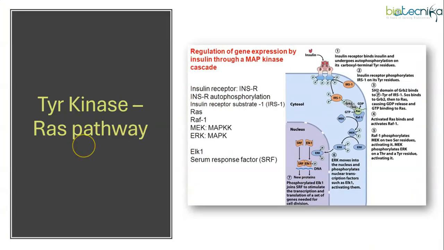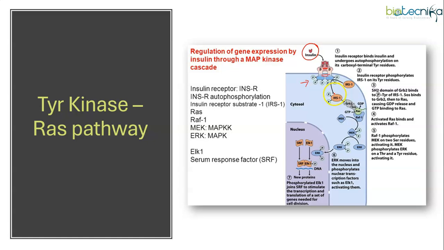So the RAS pathway all begins with insulin as a ligand, when it binds to the corresponding receptor. The receptor is a heterodimer. Why? Because it has 2 alpha and 2 beta subunits. It has tyrosine kinase activity. So when insulin binds to the alpha subunit of the receptor, the beta subunit undergoes autophosphorylation.